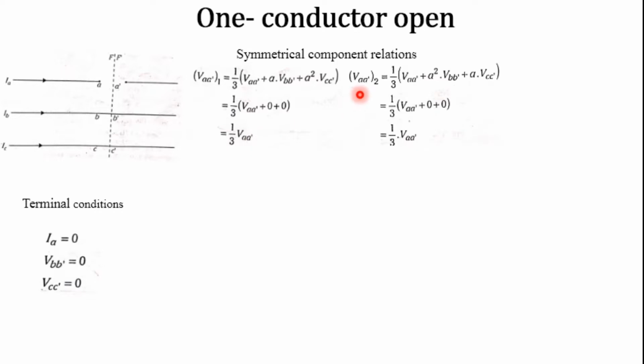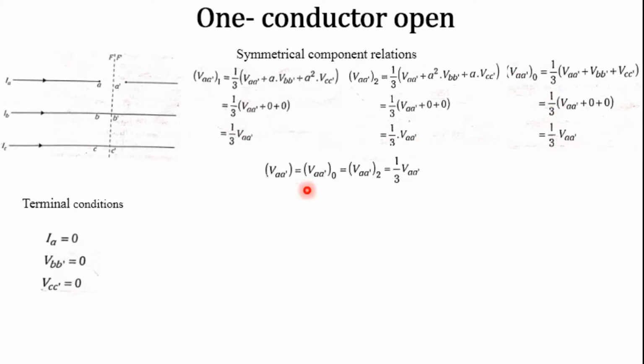Similarly we will get VA dash 2 as 1 by 3 times of VA dash, and VA dash 0 is also 1 by 3 times of VA dash. So from this we can write VA dash 1 is equal to VA dash 0, that is equal to VA dash 2, that is equal to 1 by 3 times of VA dash.